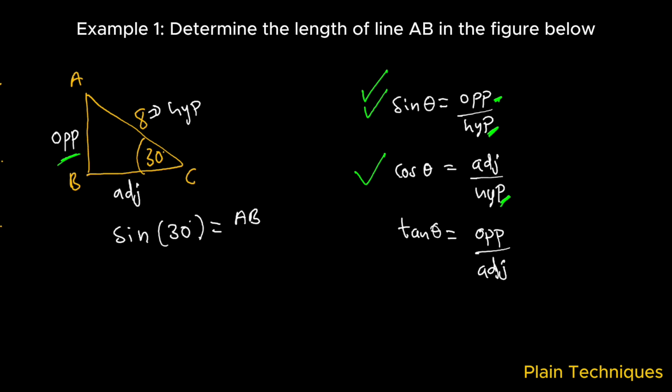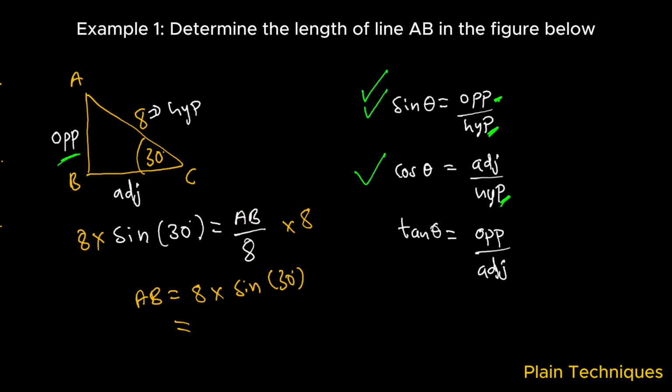Now, divide by hypotenuse. This is hypotenuse, right? What is the value of my hypotenuse? 8. So I'm going to put 8 here. Okay? Now, to determine AB, what am I going to do? Multiply both sides by 8. So AB will be 8 multiplied by sine 30 degrees. Because the 8s will cancel each other, I'll be left with AB.